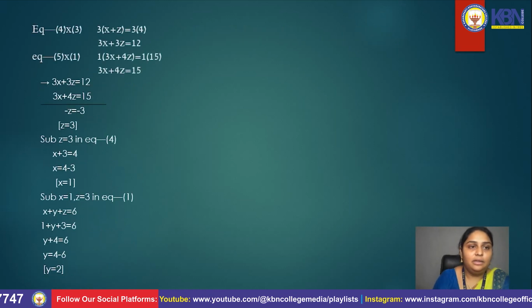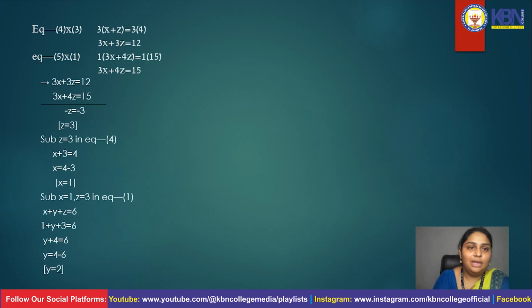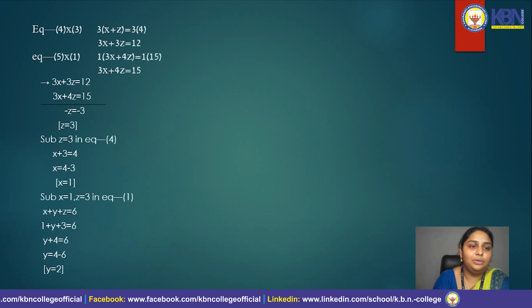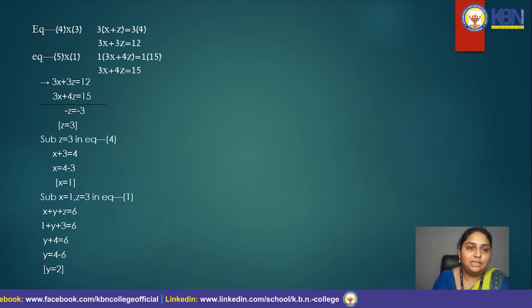Then from equation 4 we have x plus z equal to 4. From equation 5 we have 3x plus 4z equal to 15. To make the coefficients of x equal, multiplying equation 4 by 3 and equation 5 by 1, just to make the first terms equal and to get the subtraction. The fourth equation becomes 3x plus 3z is equal to 12. And the fifth equation stays 3x plus 4z equal to 15.